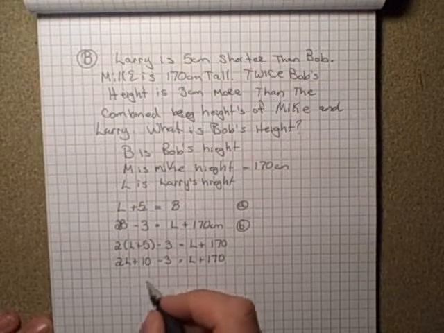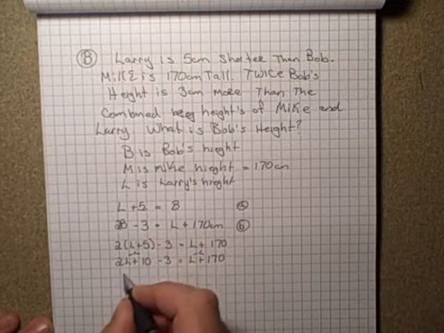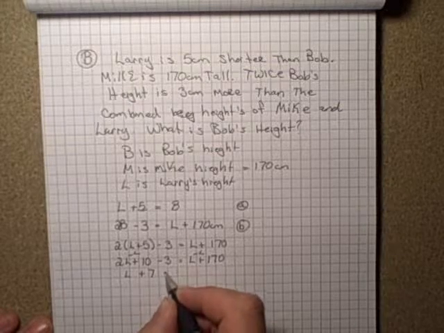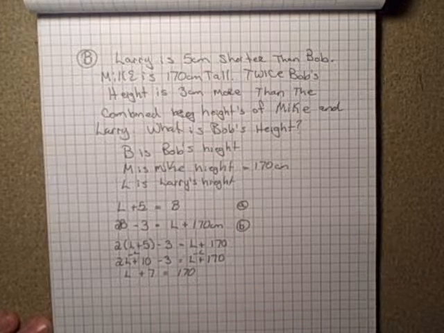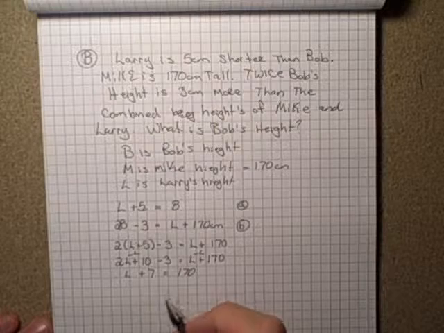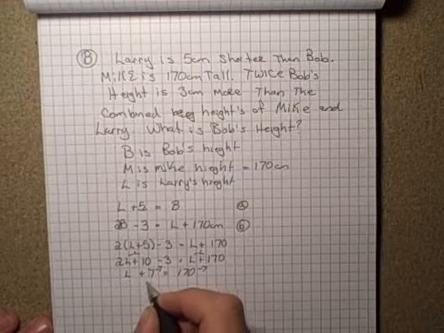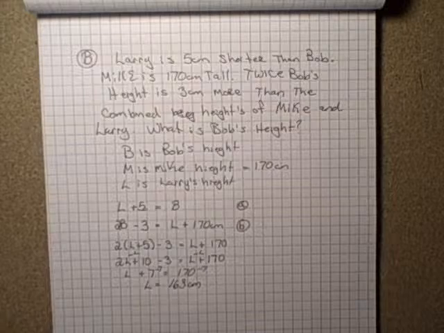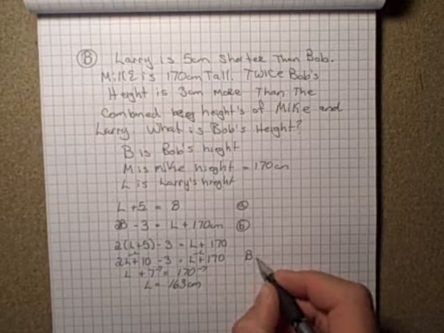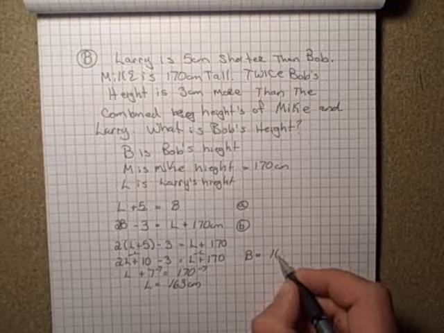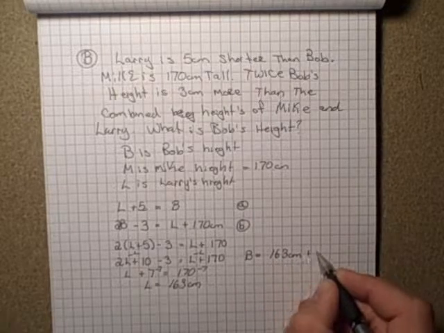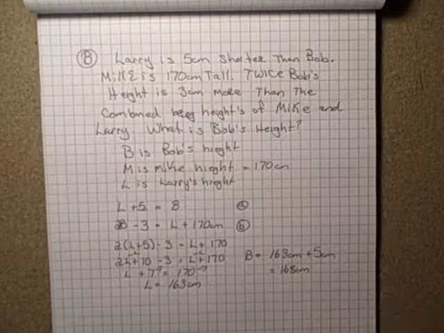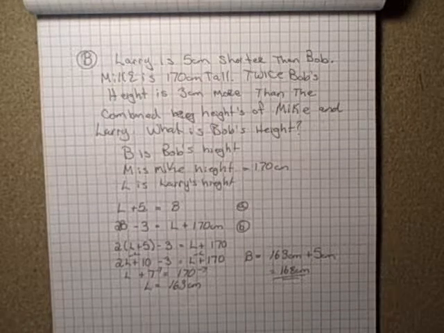So working this out, I'm going to subtract L from both sides. So L, and I'm going to take the 10 minus 3, plus 7 is equal to 170. So subtract 7 from both sides here, to get Larry's height is going to be equal to 163 centimeters. But we want Bob's height, so let's calculate Bob's height. Bob's height is equal to 163 centimeters plus 5, which is equal to 168 centimeters. So we know that Bob's height is that. So let's do our check and then write our answer.